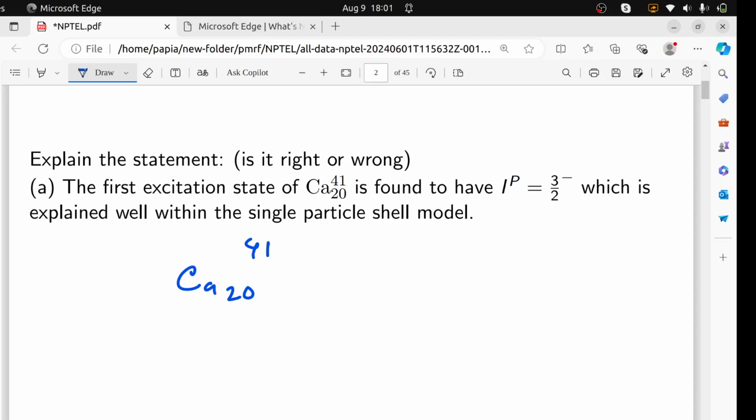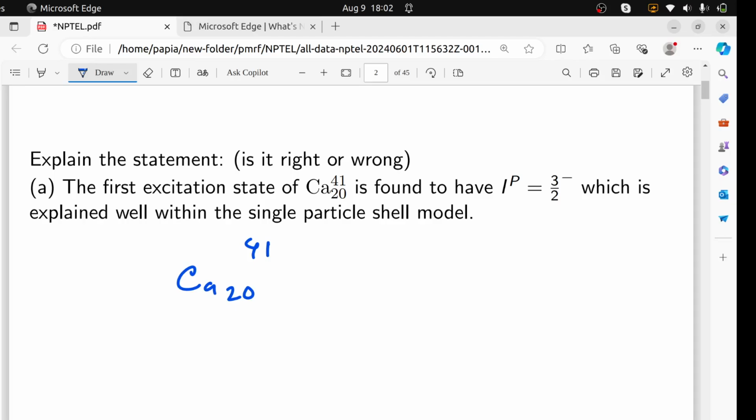So obviously we know what the single particle shell model is. If the first excited state of calcium-41 will have I^P equals 3/2 minus, which can be explained by the single particle shell model, then the statement given here will be correct, that will be the right one. So we'll check whether it gives I^P equals 3/2 minus or not.